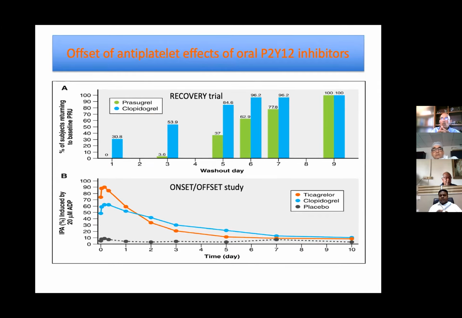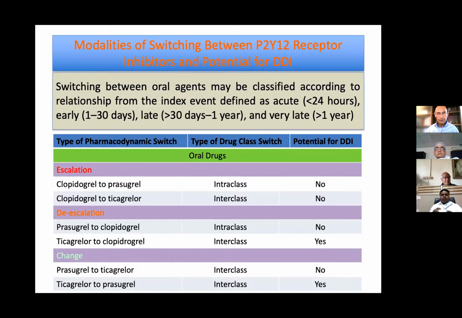So how do we switch between the P2Y12 receptor inhibitors? We have to understand the potential for drug-drug interactions. We define this from the index event: if you switch within 24 hours, it's acute; early, if in 1 to 30 days; late, more than 30 days to 1 year; and very late, more than 1 year. The terminology for this pharmacodynamic switching is called escalation.